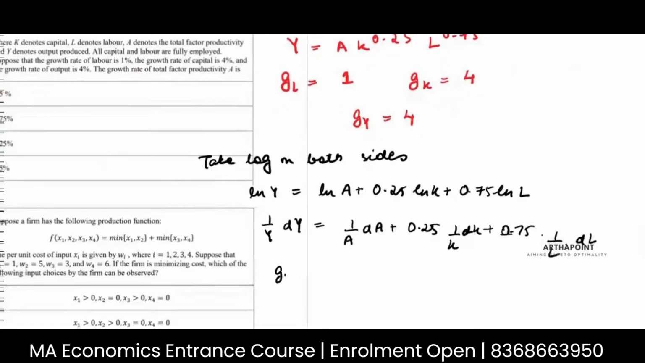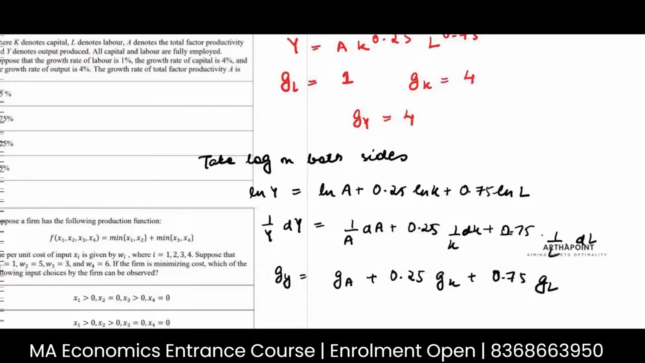This is the growth rate of output equals growth rate of A plus 0.25 growth rate of K plus 0.75 growth rate of L. In fact, we also discussed the importance of the powers in the class: what does 0.25 mean, what does 0.75 mean? So you should go ahead and refer to that also.